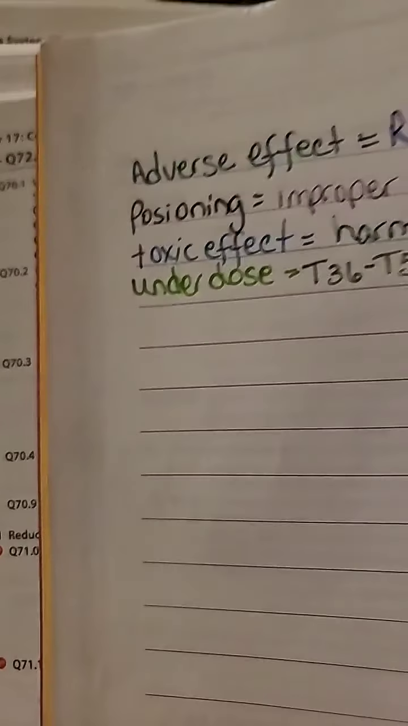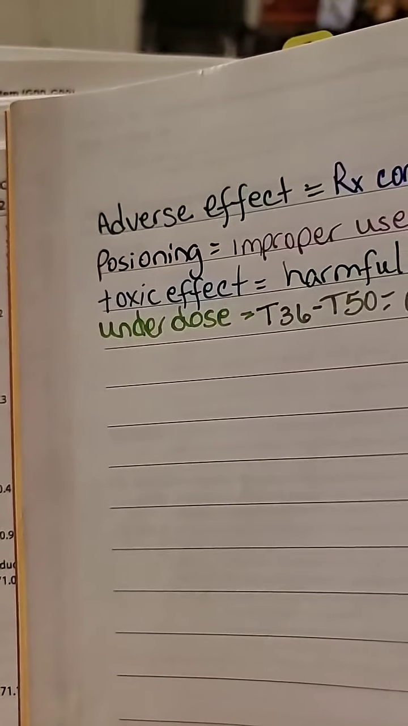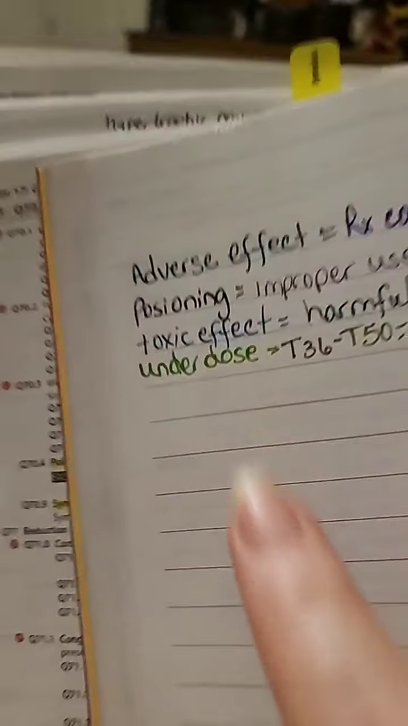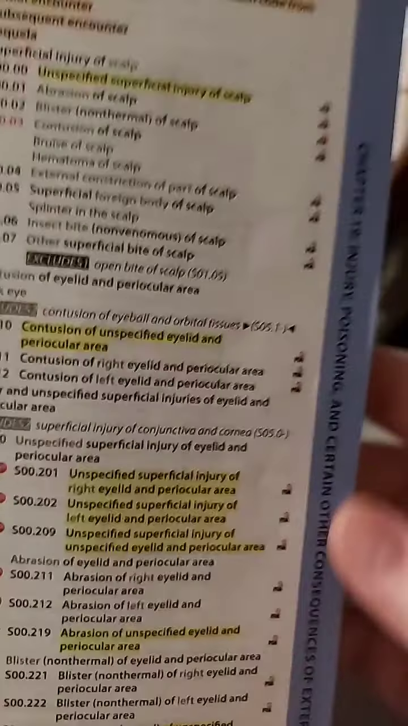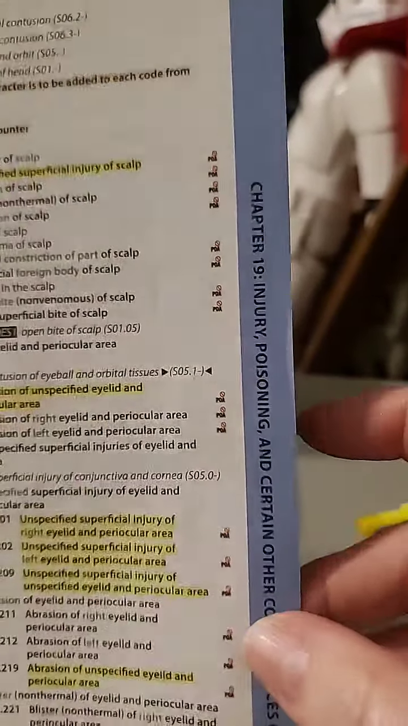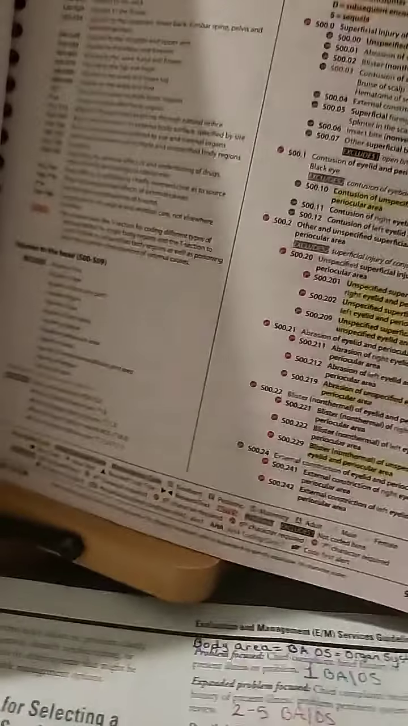We talked about COVID and everything. Oh, there's the adverse effects, poisoning, toxic effects, and underdosing. If you don't know which ones to code first in each one of those situations, be sure to write those down in your books. And I like to write mine down right at the beginning of chapter 19, which is where the poisoning and stuff starts. I write all those guidelines up there. So they're part of my notes too if y'all need them.